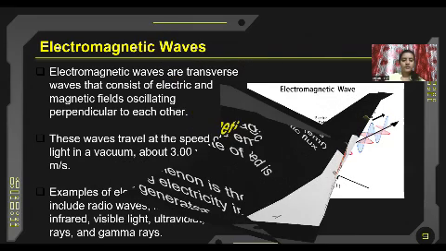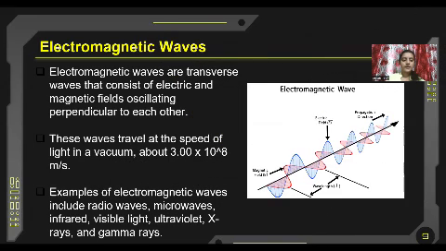Next, electromagnetic waves. Electromagnetic waves are transverse waves consisting of electric and magnetic fields oscillating perpendicular to each other. These waves travel at the speed of light in a vacuum, about 3 × 10^8 meters per second. Examples are radio waves, microwaves, infrared waves, visible light, ultraviolet, X-rays and gamma rays. As we can see from this image, there is a magnetic field, an electric field as well as the propagation direction, and the wavelength is denoted by lambda.